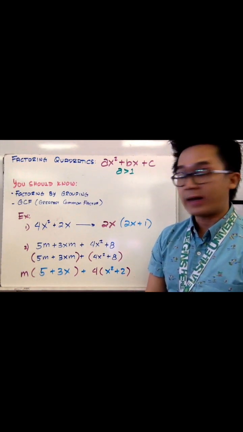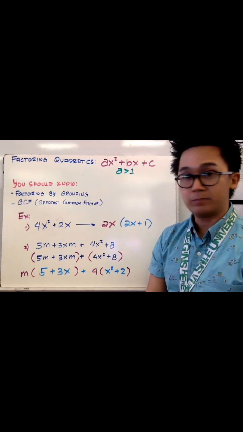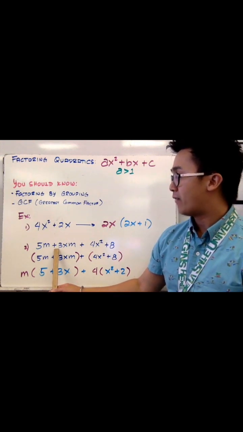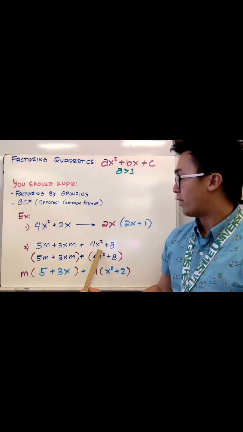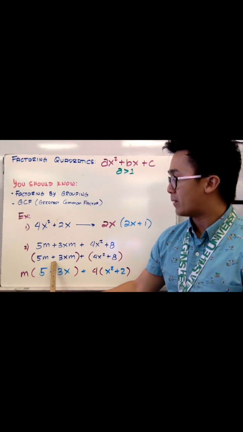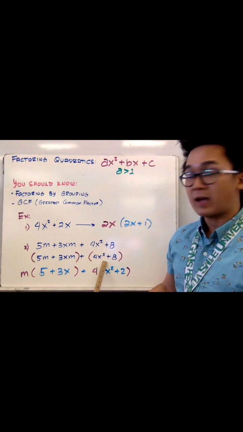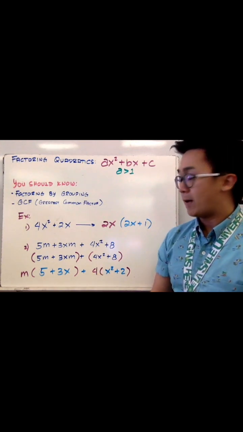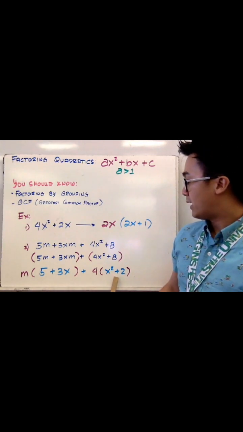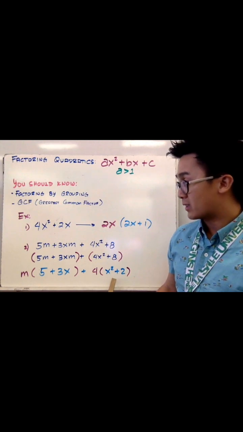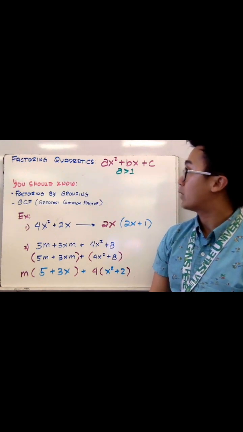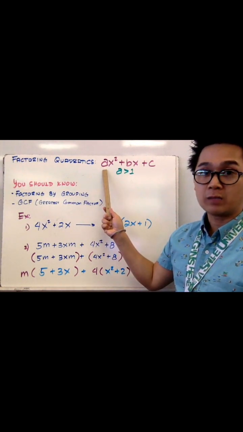Now for example number 2, I have 5m plus 3xm plus 4x squared plus 8. This is an example of factoring by grouping, wherein we can group 5m plus 3xm and we can also group 4x squared plus 8. In this way, we can see that there's a common factor for 5m and 3xm, which is m. And for the second group, our greatest common factor would be 4. By factoring it out, we are left with 5 plus 3x in our first parentheses, and x squared plus 2 in our second parentheses. These two factoring techniques will be used in our lesson today in factoring quadratic equations when the leading coefficient is no longer 1.